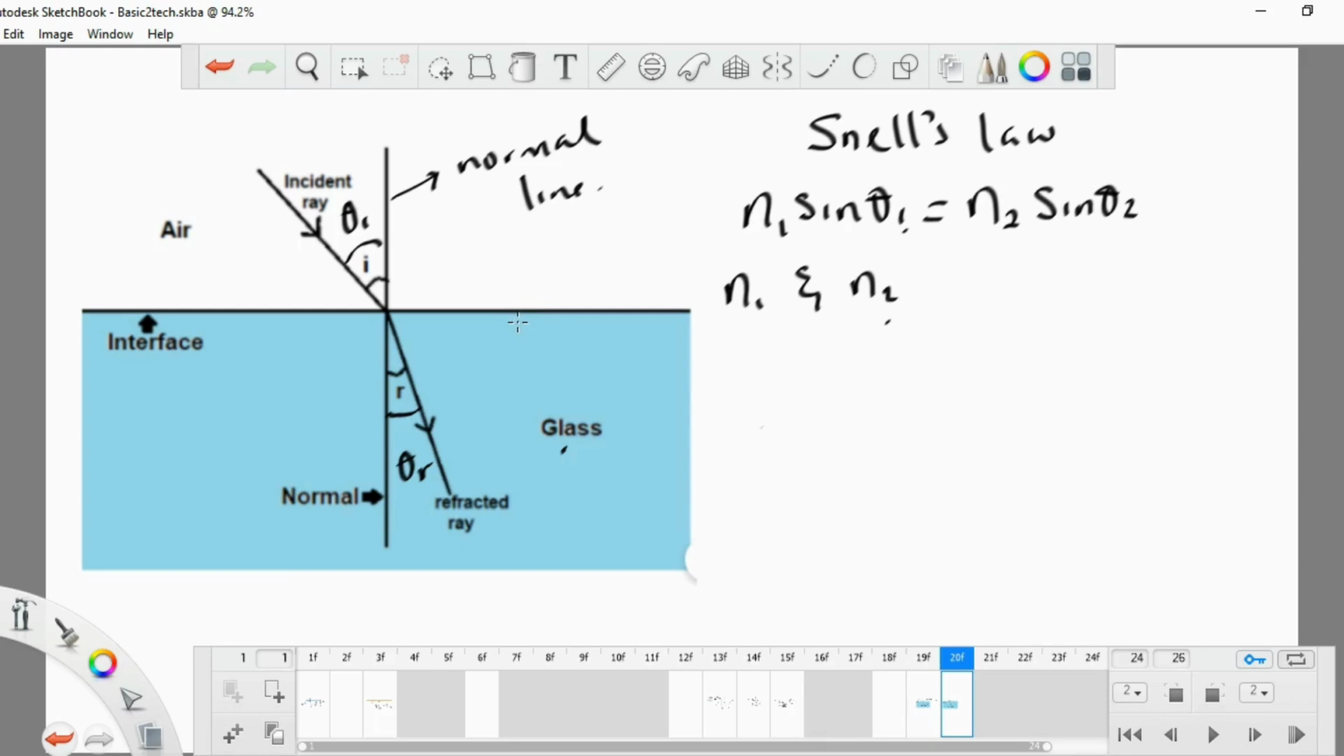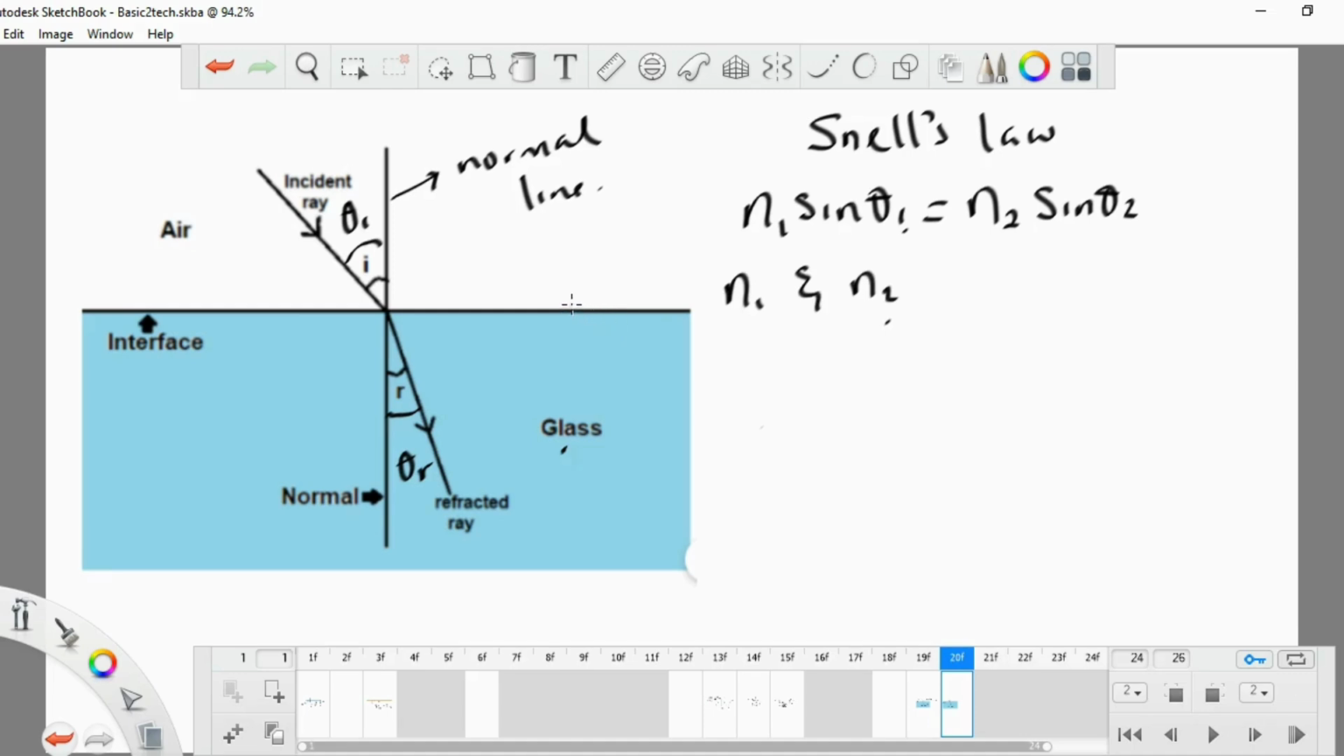Most students measure the angles of incidence and refraction from the interface. That is the number one mistake you make. The angle of refraction and the angle of incidence are measured from the normal line. All right. Now, just a quick note.